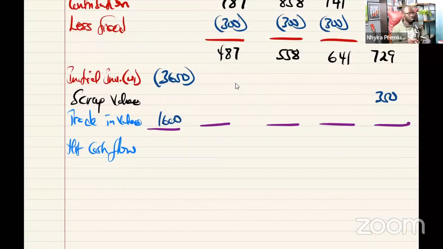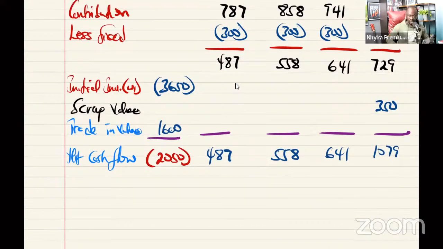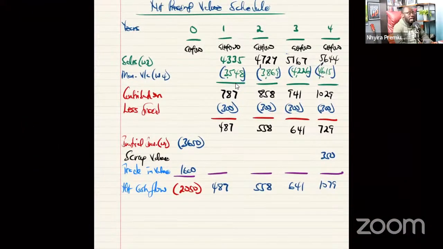And so year 0, 3650 plus minus 1,600. So it will be 2050, but still negative. This didn't have any effect. 847, 558, 641. This will be 350 plus 729. That'll be 1079 there. So now we are done. But remember, we are doing IRR.